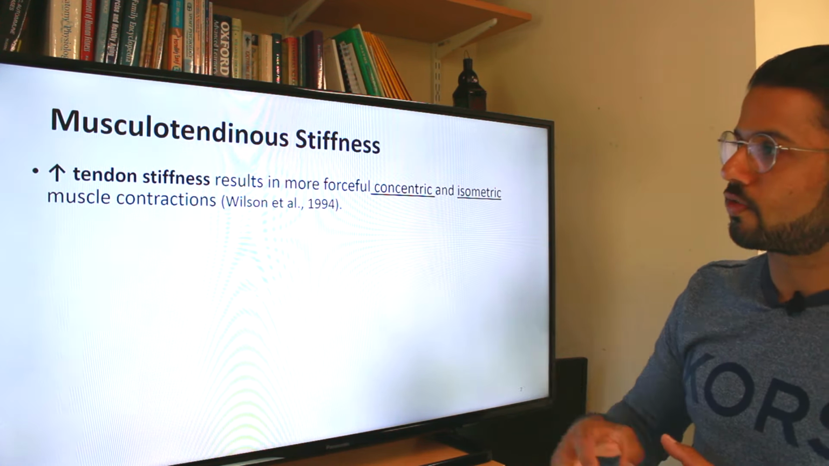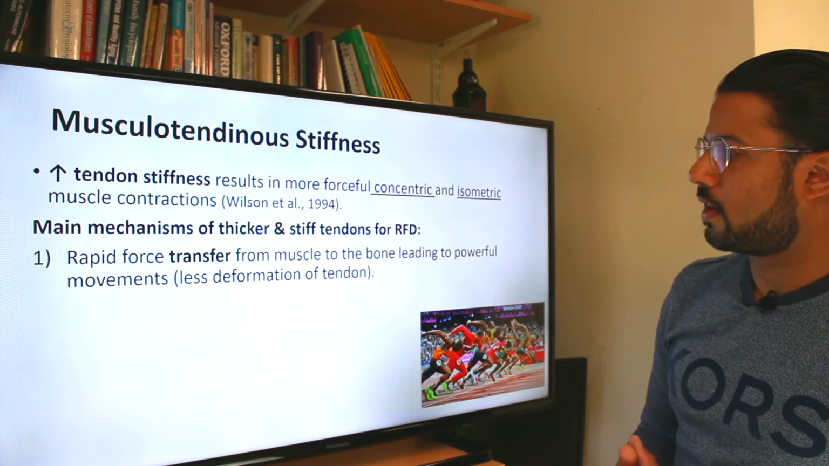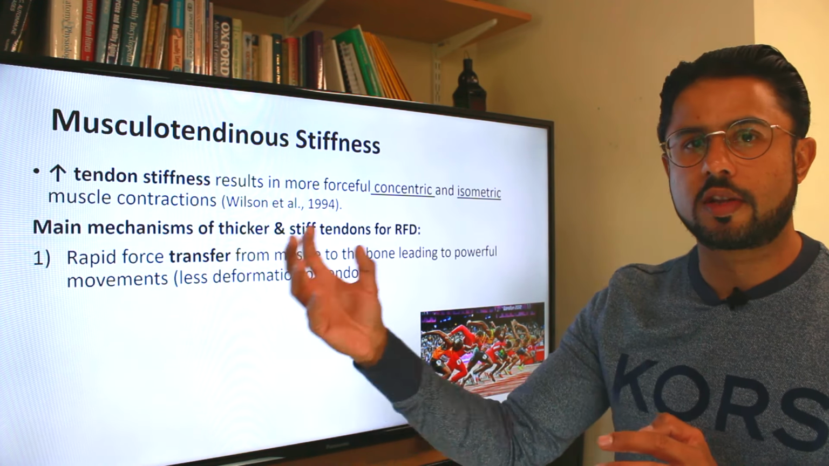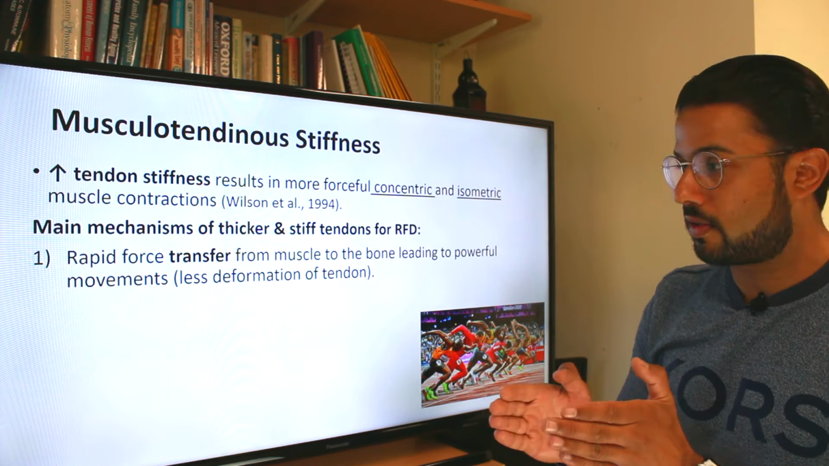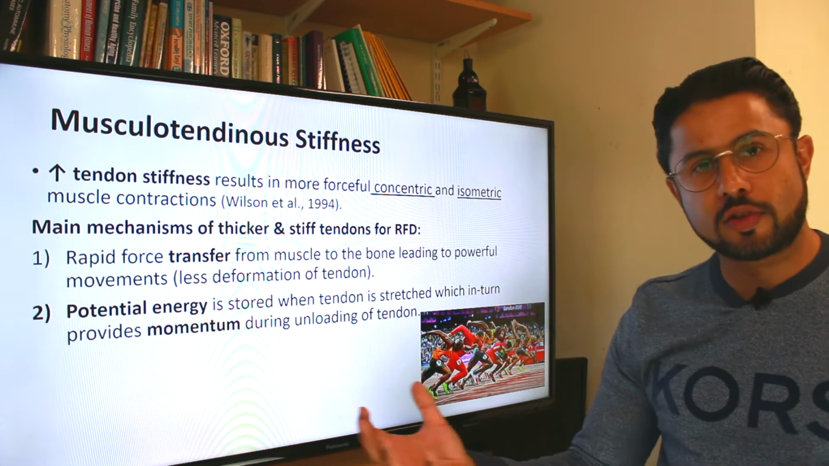Okay. So in terms of how it does that, what are the biological mechanisms for a thicker and stiffer tendon? Well, if something is stiff, it won't deform as much. Okay, so if a tendon's thick, then there's less deformation, and all of that energy or force will go straight from the muscle to the bone. There's no loss of the energy. Okay, it's very efficient, so it increases the efficiency with which force can be transferred from the muscle to the bone because the tendon doesn't deform as much. There's also more potential energy stored when the tendon is stretched, which then provides momentum when the tendon unloads.